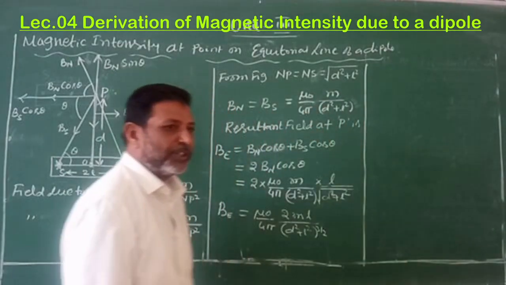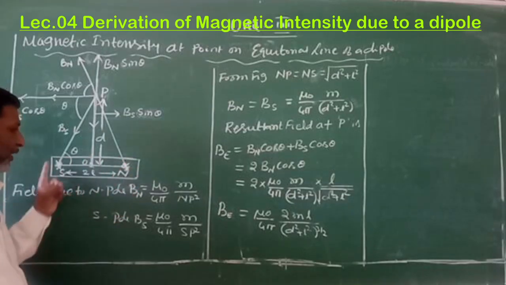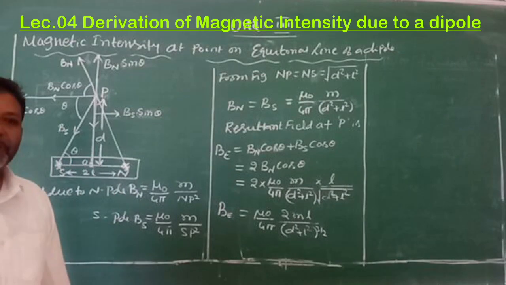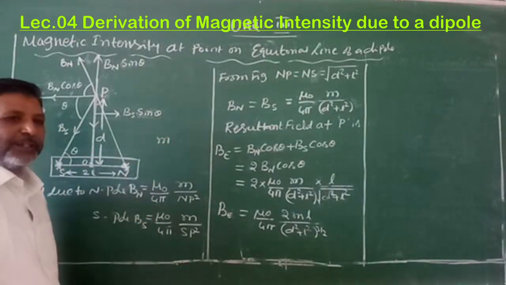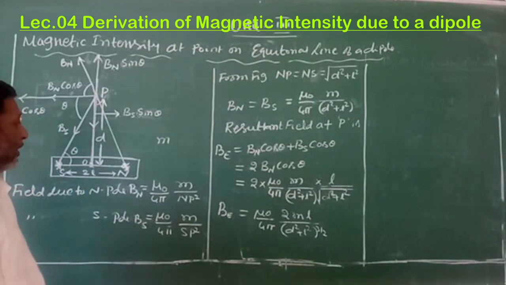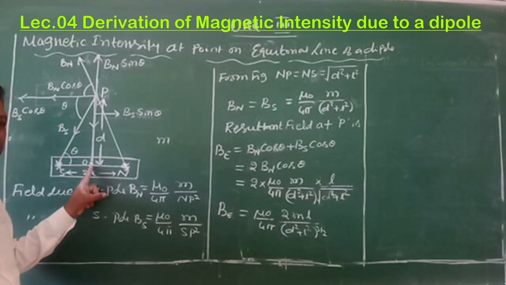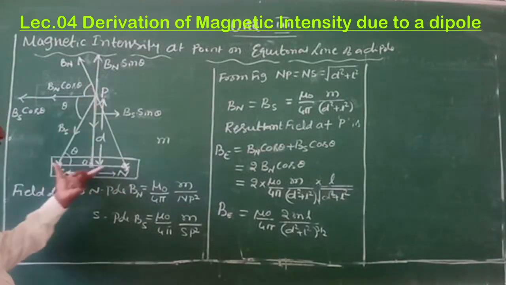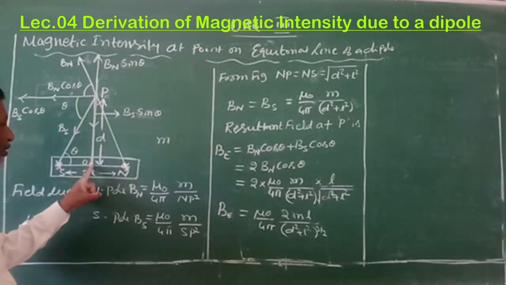Now, carefully see here. This is a magnet with two poles. The pole strength of each pole, let us consider, is m. This is the equatorial line, as I made clear: the line passing through the center and perpendicular to the length of the magnet. This is the length of the magnet, and this line passing through the center is called the equatorial line.